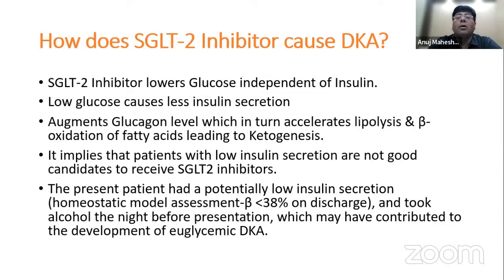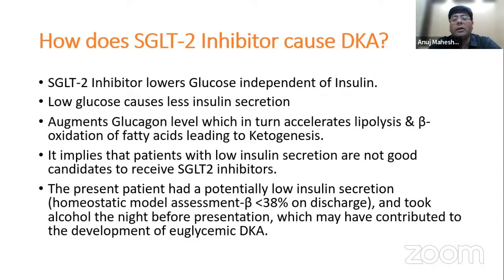Now the question arises: how do we reach this idea that probably the SGLT2 inhibitor caused the diabetic ketoacidosis, not the MI? In fact, the diabetic ketoacidosis resulted in the MI, because SGLT2 inhibitors have this tendency: they lower the glucose independent of insulin, and that low glucose further reduces the secretion of insulin. At the same time, once the glucose goes down, it augments the glucagon level, which in turn accelerates lipolysis and beta oxidation of fatty acids, leading to ketogenesis. It implies that patients with low insulin secretion are not good candidates to receive SGLT2 inhibitors.